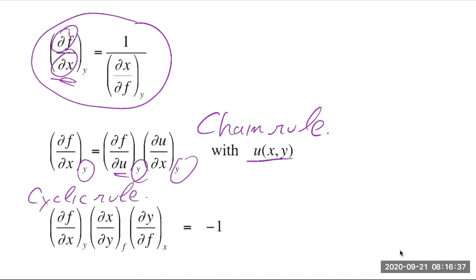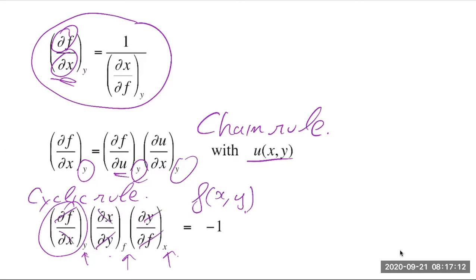Which states that if you take the three permutations of f as a function of x and y, df/dx at constant y times dx/dy at constant f times dy/df at constant x, it's -1. Note the structure of the cyclic rule, that there are different things being held constant here. If I had the same thing being held constant, then I could just cancel the differentials, right?